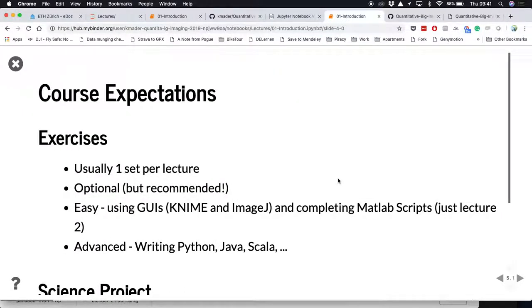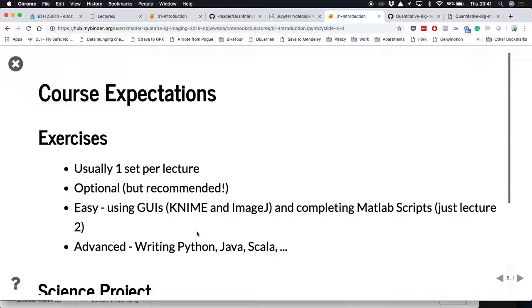So in terms of course expectations, for exercises, there's usually one set per lecture. The exercises aren't mandatory, but strongly recommended. And this is really much more for your own benefit, because a lot of these concepts are a little bit abstract, and trying to understand them is a lot easier if you have a real problem that you're trying to solve instead of just looking at a slide and saying, okay, that makes sense.